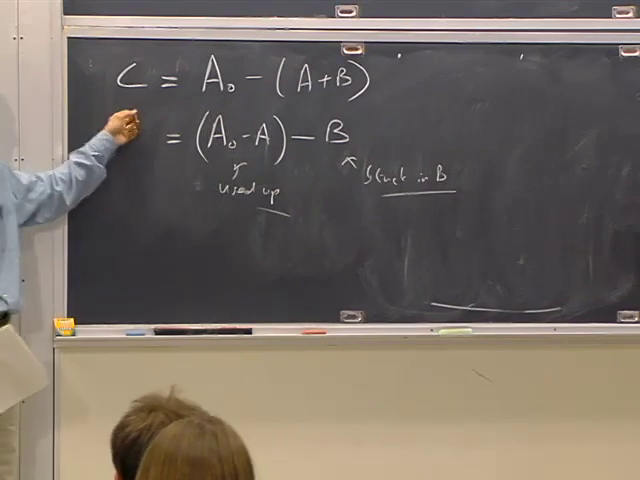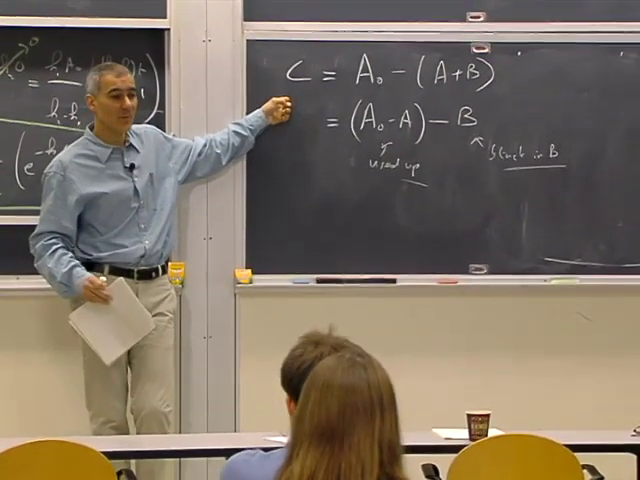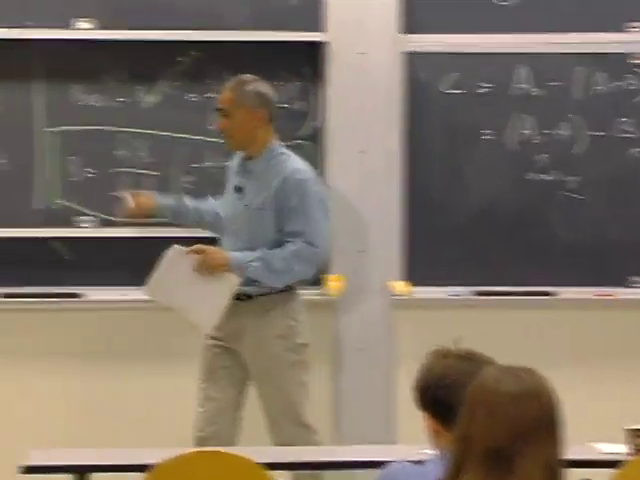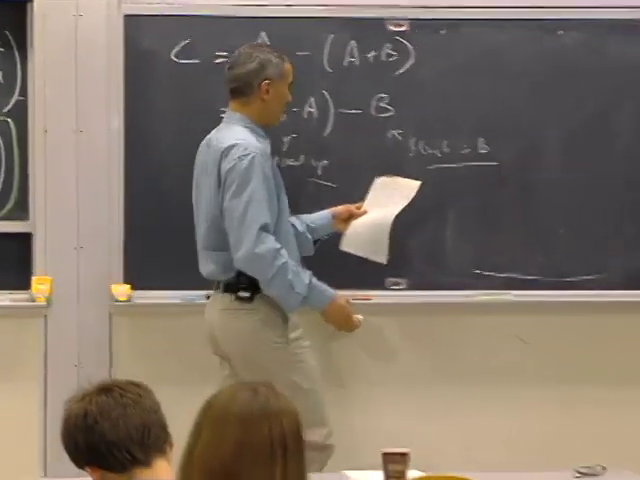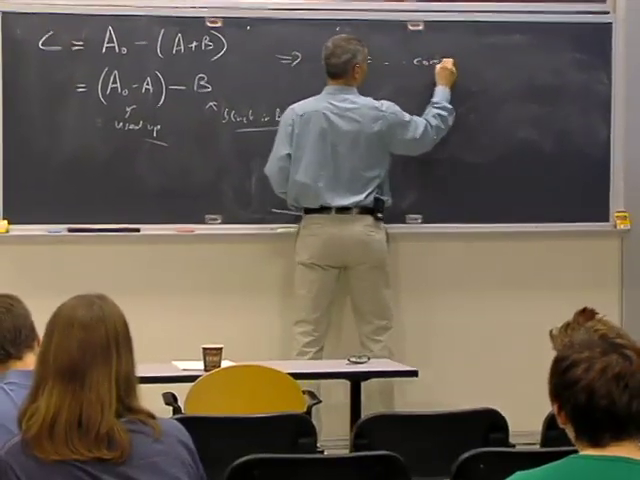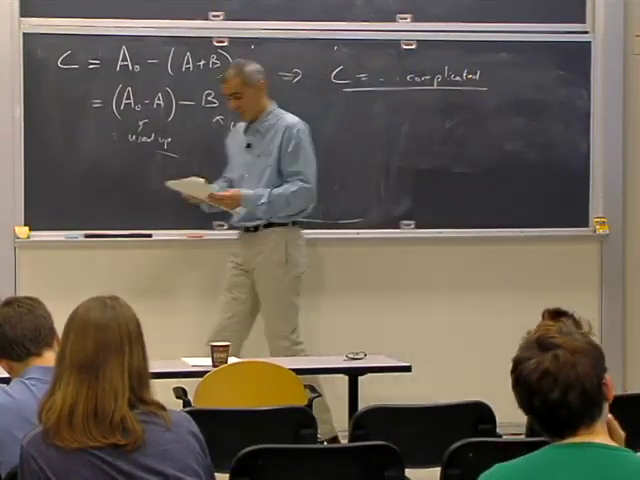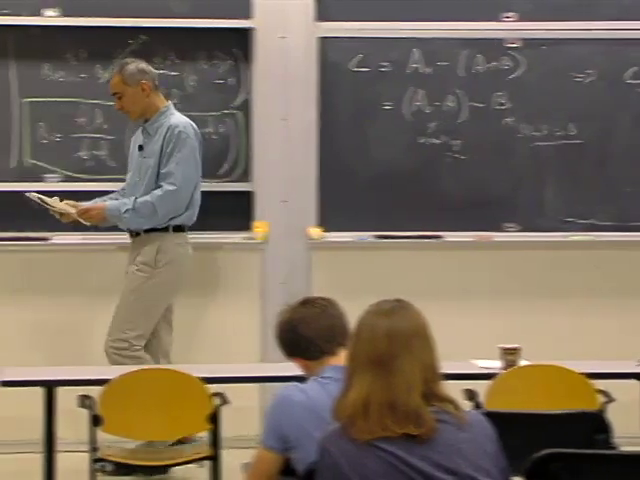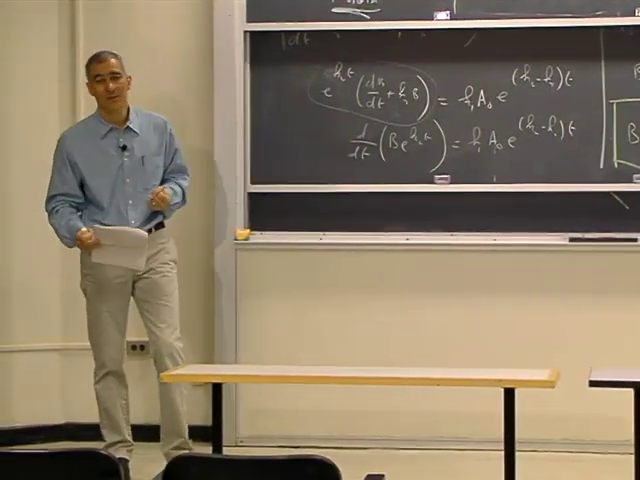That's the hard part, putting down the stoichiometry. Once you've done the hard part, then if you solve the other two, it's easy. You just plug in. It's just algebra. And you get something complicated. C is equal to complicated. All right, it's in the notes, so I'm not going to write it down. All right, so we solved the problem exactly.